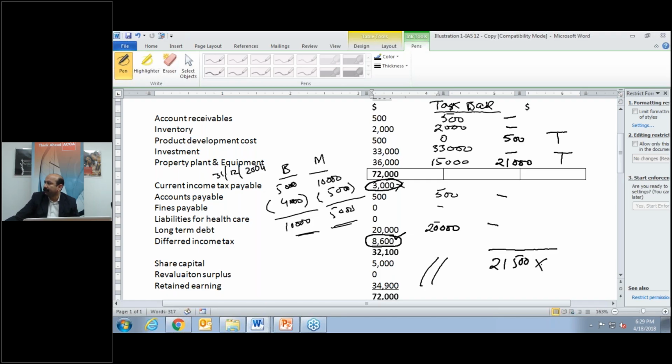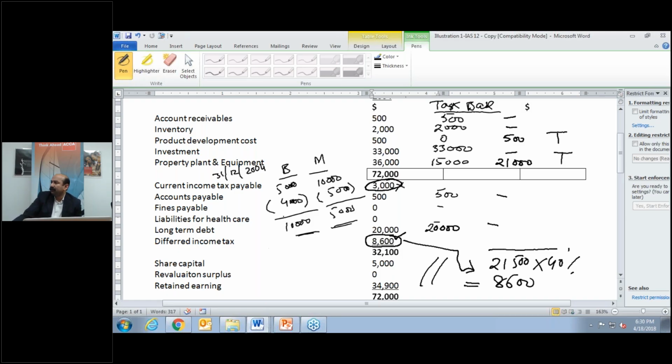And when you multiply it with 40%, which is the tax rate, so this will give you the deferred tax liability of 8,600, which is given over here. So this way you can calculate cumulative deferred tax liability from the balance sheet.